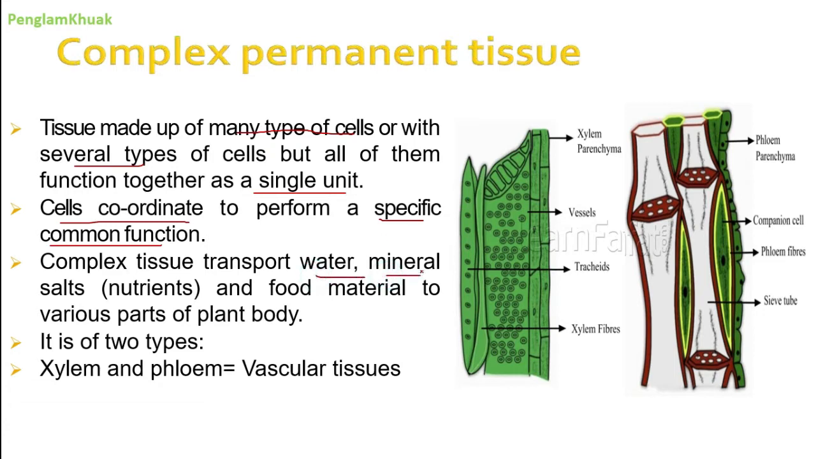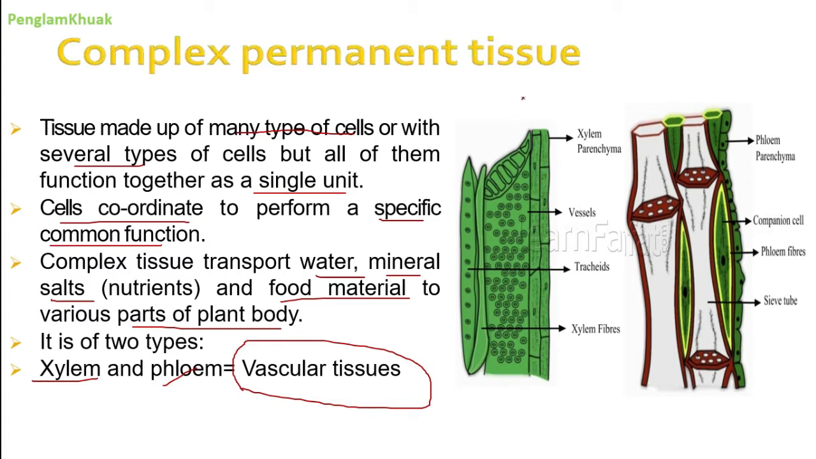water, minerals or salts, and the food which is prepared in the leaf, and it is transported to different parts of the stem or different parts of the roots. Mostly this complex permanent tissue transports substances to various parts of the body, and it is of two types, that is xylem and phloem. Xylem and phloem and cambium together form a vascular tissue, mostly for transporting substances.